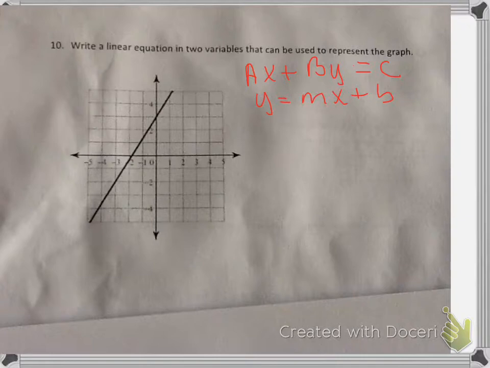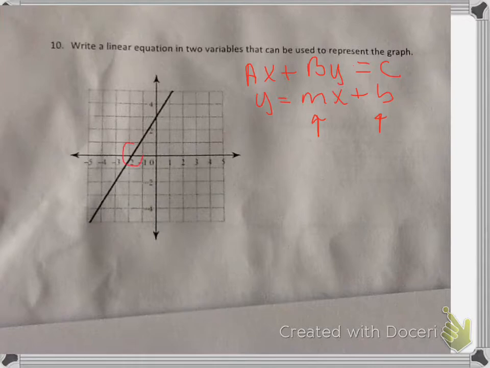Alright, so I'm going to actually do slope-intercept form, and then I'm also going to put it in standard form so you can see both. Since I have a graph, I need the slope and I need the y-intercept. And if you notice, the slope is rise over run, so I actually can pick 2 points and find my slope that way.